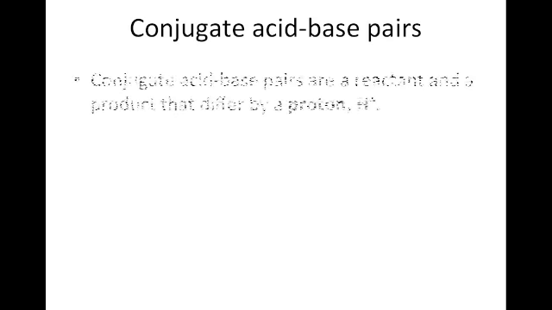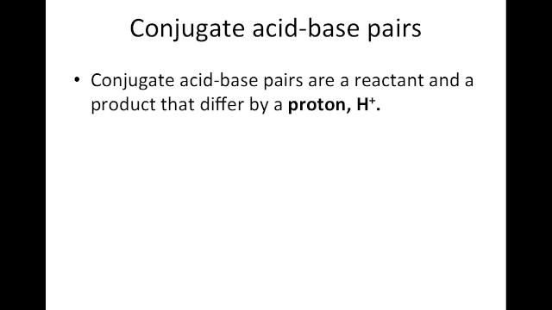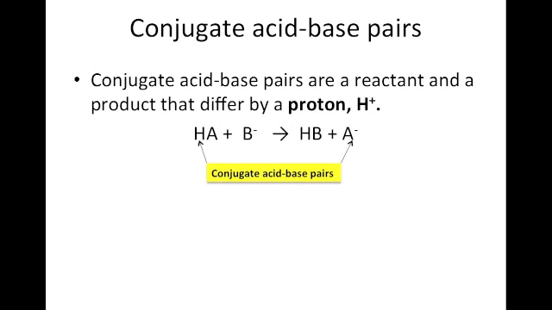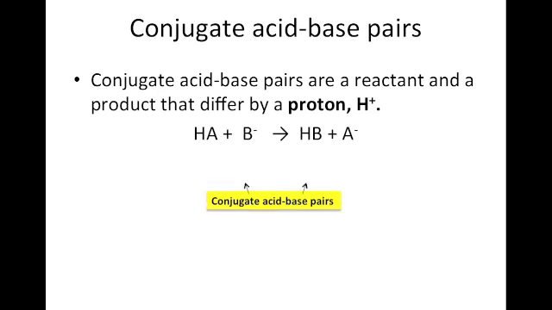Weak acids do not completely ionize, and they include acetic acid. Conjugate acid-base pairs are a reactant and a product that differ by only one proton, an H+. Here's a generic equation. HA is the acid, B- is the base, and it goes to HB, which is the conjugate acid, and A-, which is the conjugate base. So as you can see here, this is a conjugate acid-base pair, and here is another conjugate acid-base pair.